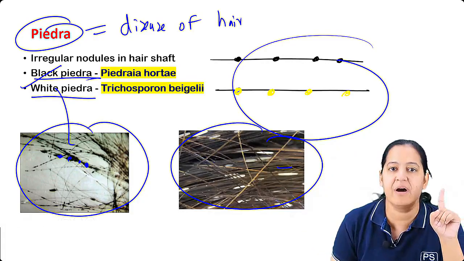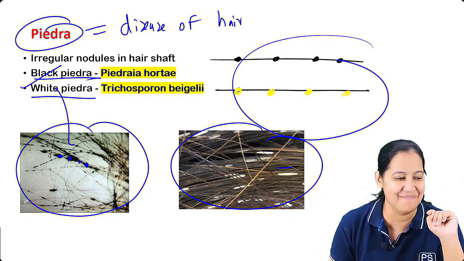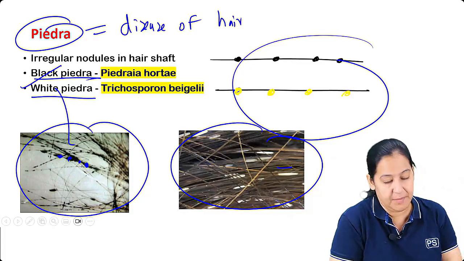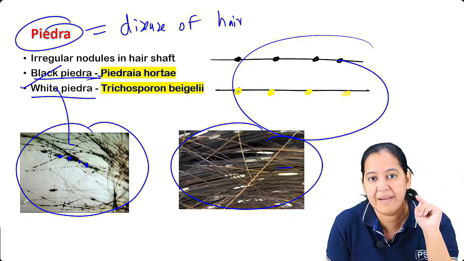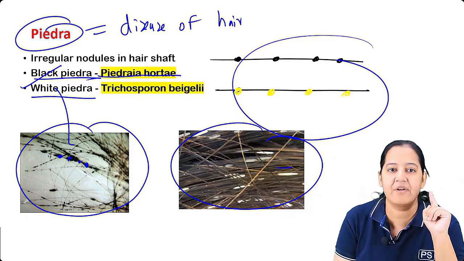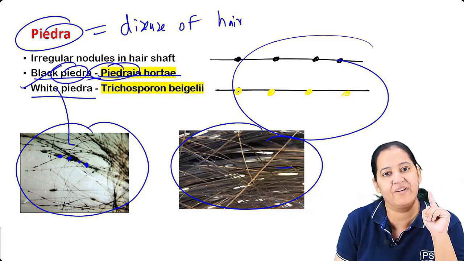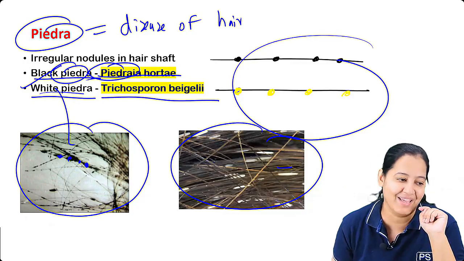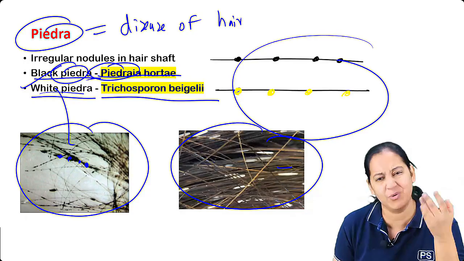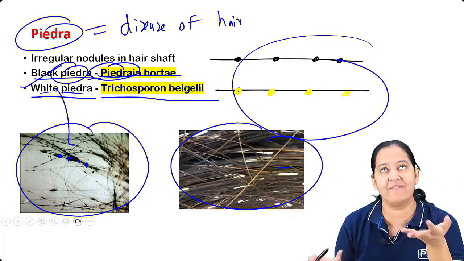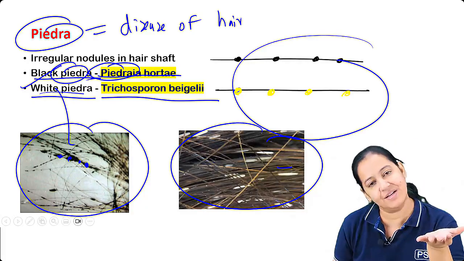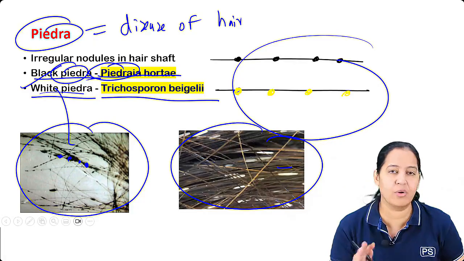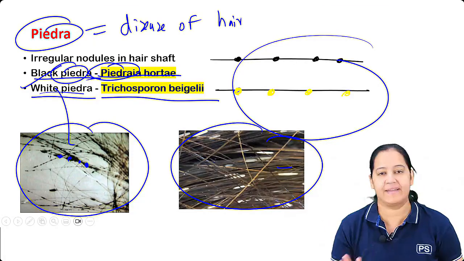For black piedra, you have to learn the causative agent. It has an ugly name, but you have to learn it. Black piedra is caused by Piedraia hortae. You will remember piedra from piedra. White piedra is caused by Trichosporon beigelii. I know it's difficult, but you don't have to write it. If you ask me to write, I will also make spelling mistakes. But in the options, we can identify it. Learn only so much that you can pick from the four options.